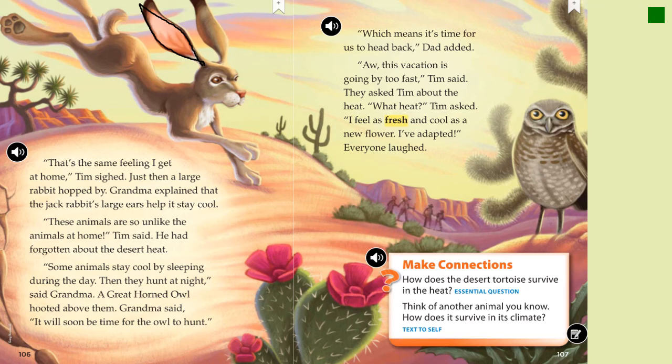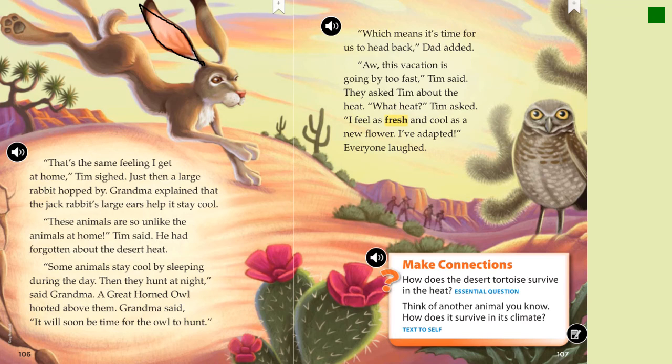Grandma said, it will soon be time for the owl to hunt, which means it's time for us to head back. Oh, this vacation is going by too fast, Tim said. They asked Tim about the heat. What heat? Tim asked. I feel as fresh and cool as a new flower. I've adapted. Everyone laughed. Why do you think everyone laughed?